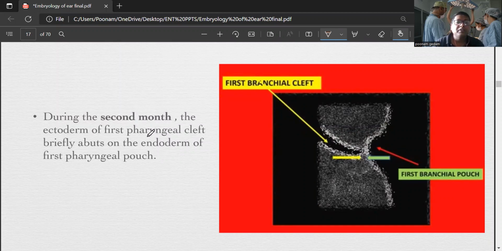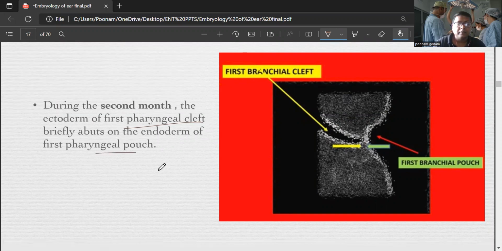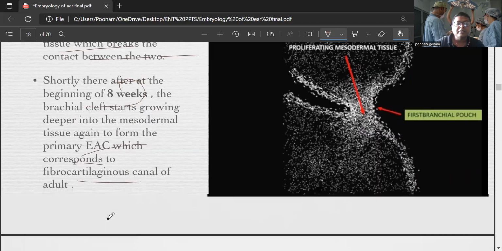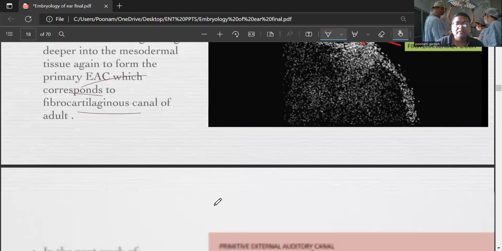First branchial pouch. During the second month, the ectoderm of the first pharyngeal cleft, remember this, briefly abuts on the endoderm of the first pharyngeal pouch. Then there is a proliferation of surrounding mesodermal tissue which breaks the contact between the two. Shortly thereafter, at the beginning of the 8th week, the branchial cleft starts growing deeper into the mesodermal tissue again to form the primary EAC, which corresponds to the fibrocartilaginous canal of the adult.